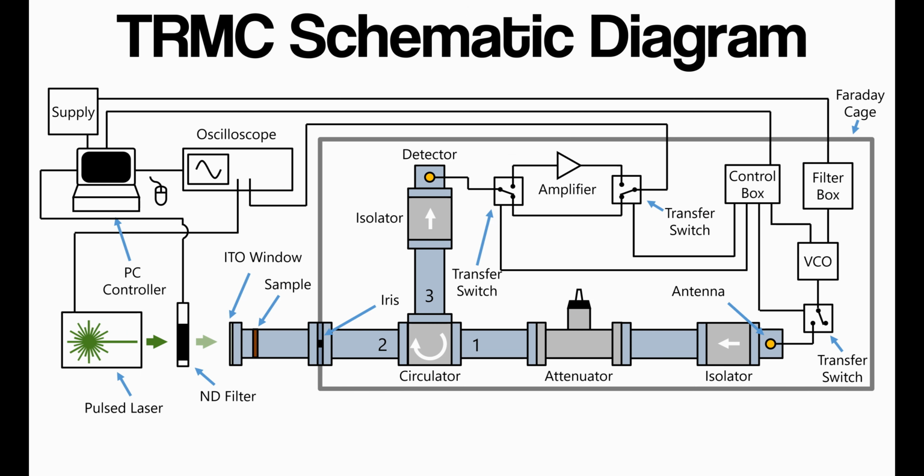So this is a schematic diagram of a TRMC system. This is the system we have at Oregon State University. All systems are slightly different. Over the next couple of videos I'm going to go through each of the different components in this diagram and explain step by step how they work and how we're able to carry out the measurement. But today what we're going to be focusing on is the microwave generation.